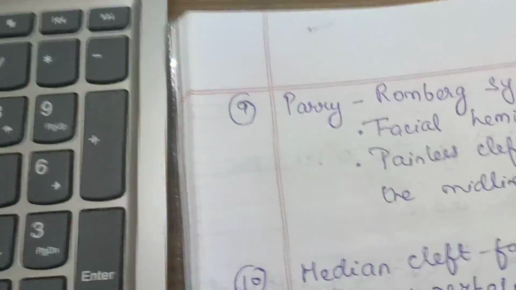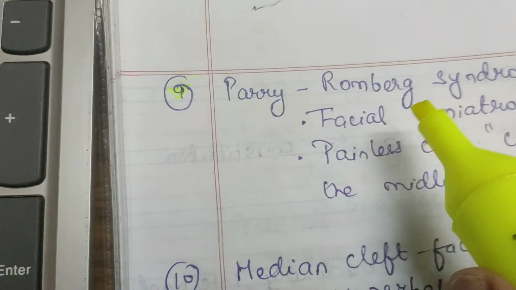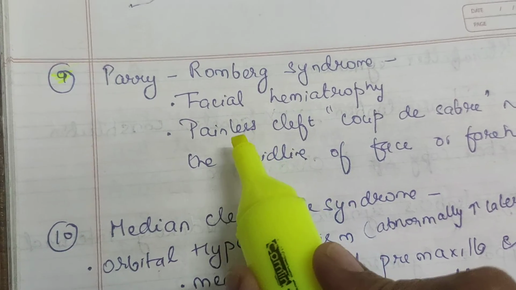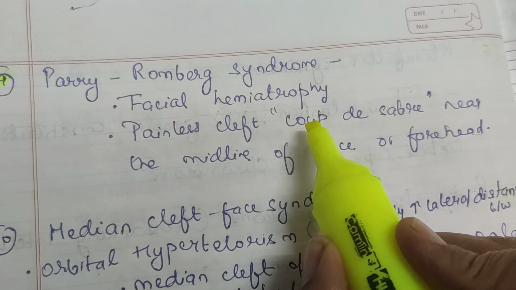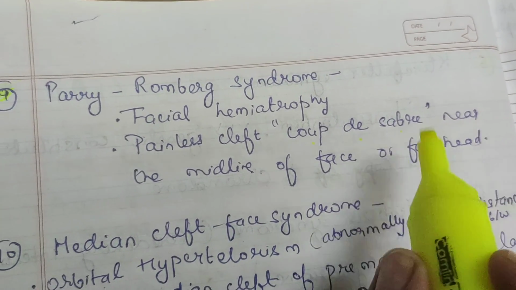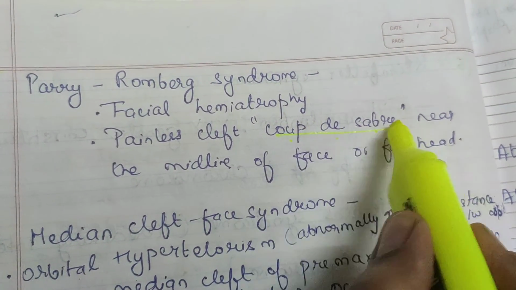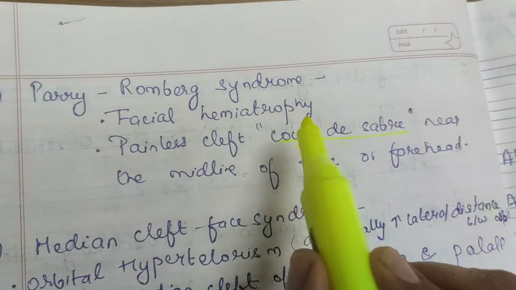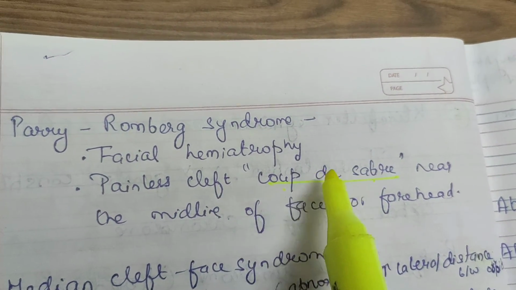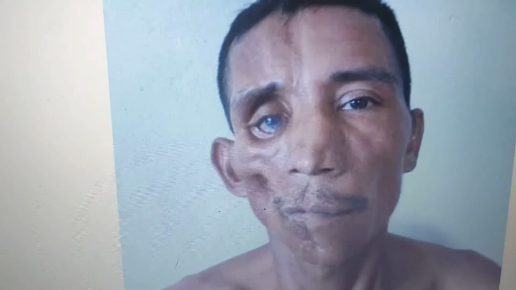Now the ninth one is Parry-Romberg syndrome. Here you will see facial hemiatrophy and a painless cleft. Okay, here it is important: coup de sabre, near the midline of the face or the forehead. So this is the important word, coup de sabre. You can see this in Parry-Romberg syndrome. Now I'll tell you what coup de sabre is. Okay, the picture related to this is this one. Now you can see this is Parry-Romberg syndrome.